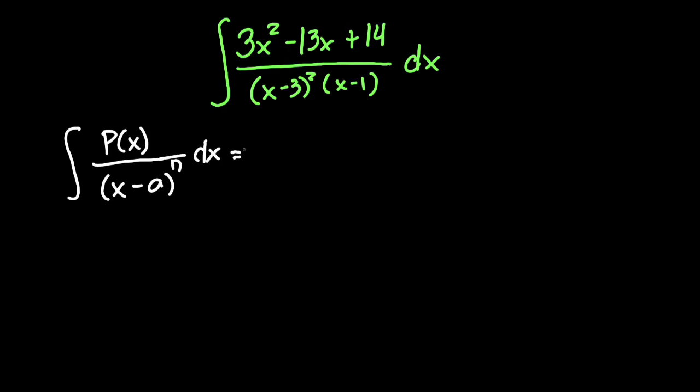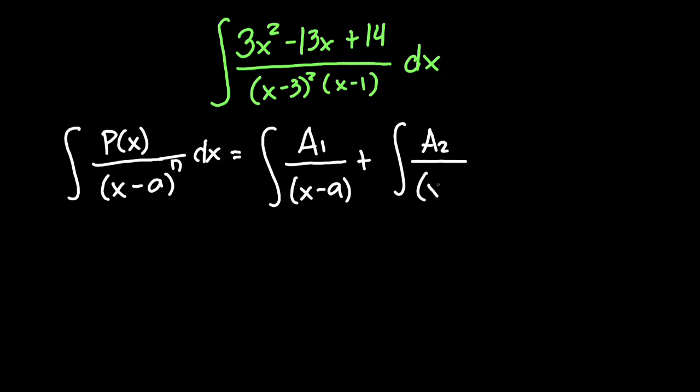of dx. So this should be equal to the integral of a constant, let's say a sub 1 over x minus a, plus the integral of a sub 2 over x minus a raised to the power of 2. Basically, the exponent will add 1 by 1 until it reaches the exponent of n here, a sub n. And so, in our case, we will have an x minus 3 raised to the power of 2.